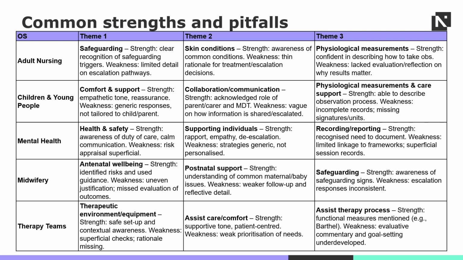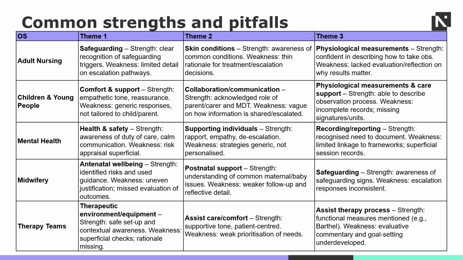The challenge came in providing consistent justification and in reflecting on the impact of their advice or interventions. And in therapy teams, learners were aware of patient context and equipment needs, yet their weakest area was evaluative writing, evaluation and prioritisation of therapy goals, which kept many responses at amber. So taken together, a picture across all pathways is clear.